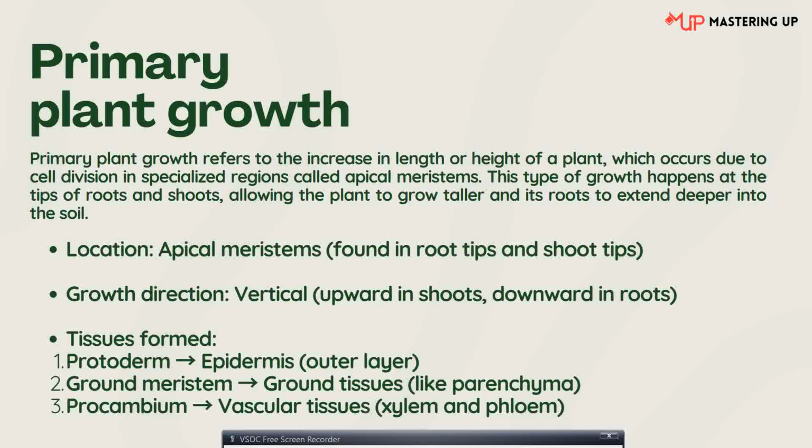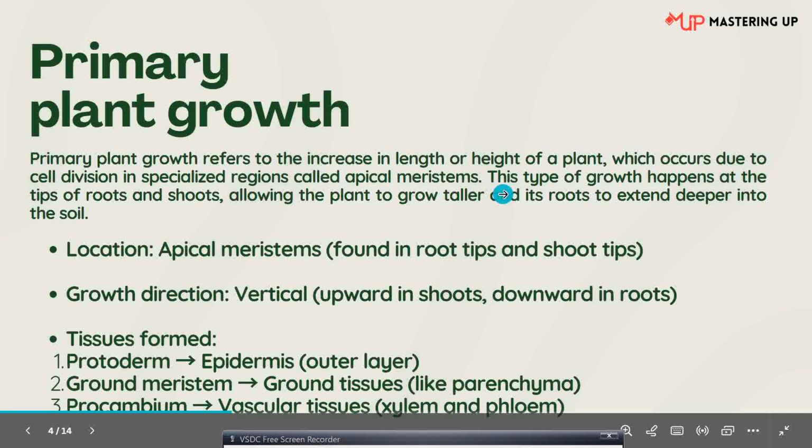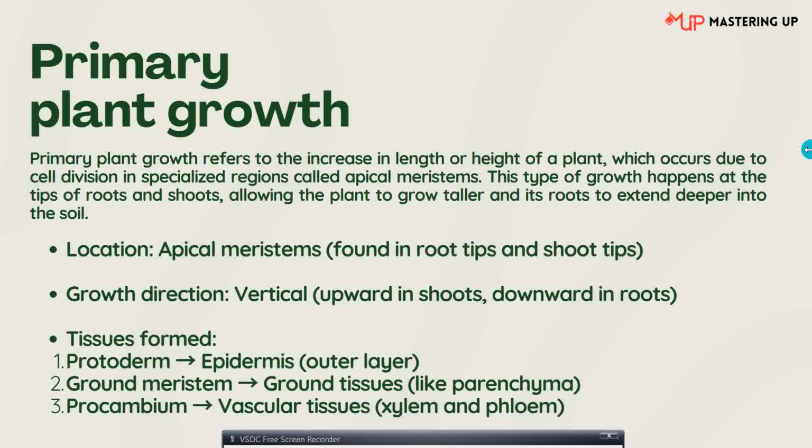Okay, now coming to primary plant growth. Primary plant growth refers to the increase in length or height of a plant, which occurs due to cell division in specialized regions called apical meristems. This type of growth happens at the tip of the root and shoot, allowing the plant to grow taller and its roots to extend deeper into the soil. So the location is the apical meristem found in root tips and shoot tips, and the growth direction is vertical. The upward and downward growth is present in primary growth, and the tissues formed are protoderm, that is epidermis, the outermost layer; ground meristem, giving ground tissues like parenchyma; and procambium, giving vascular tissues like xylem and phloem.